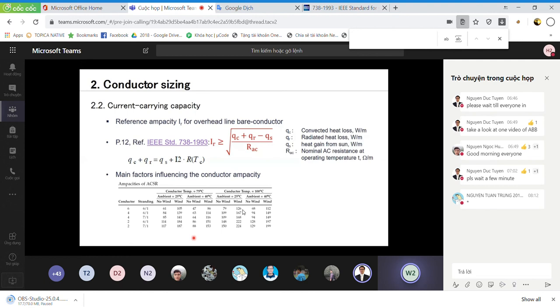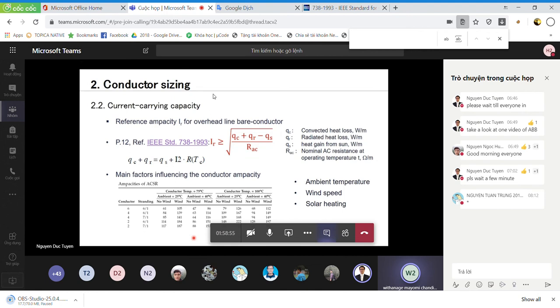For the temperature, okay, we can see here a table of how the wind and the temperature affect the ampacity. And as the teacher said, I also think that if any factor changes here, we can have another data sheet like this. So do you have any question here? Yes, they are the main factors affecting the ampacity: ambient temperature, wind speed, and solar heating. This table shows how they affect the ampacity. That's it.